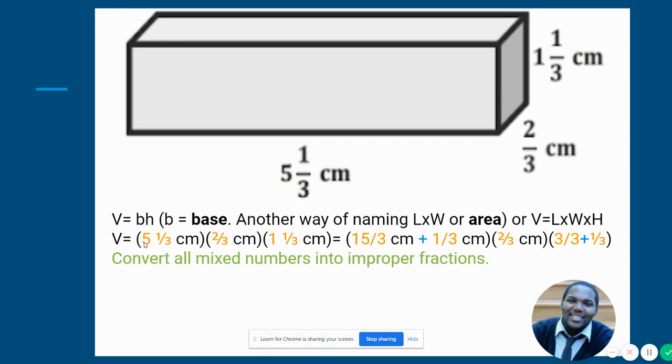And so keeping the same denominator, what's 5 times 3? 5 times 3 is 15. Now you have 15 centimeters plus 1/3 centimeter. And we're just rewriting the entire expression right here. 2/3 centimeters times 2/3 centimeters times 3/3 plus 1/3 centimeter.